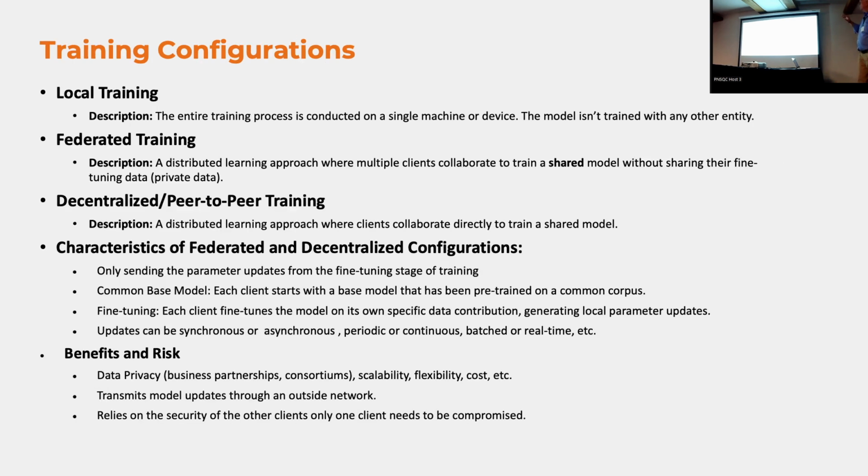So, training configurations. The entire training process is conducted on a single machine for local training, right? This is local training. And this is typically the way it is done currently, like OpenAI would probably do it this way. Google would probably do it this way. You have full control of everything, right?